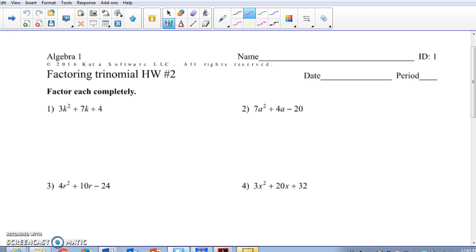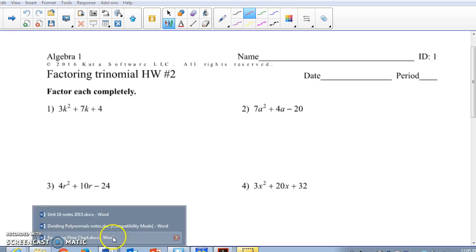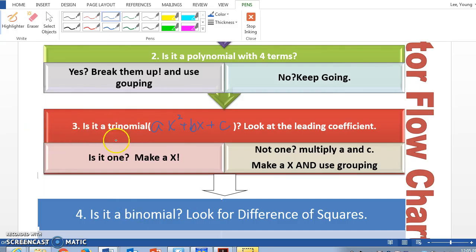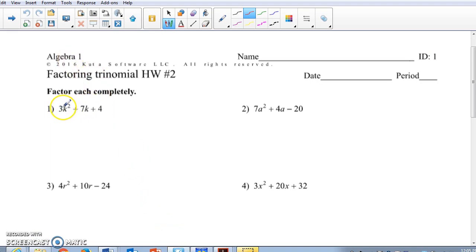So if you remember the flow chart, if it's a trinomial, number 3 says look at the leading coefficient. If the leading coefficient is not 1, you multiply A and C. What does that mean? When you have a trinomial, since there are 3 terms, we multiply A and C, the coefficient of k squared and the number, and put it on the top. That's 12. And the bottom number will be 7.